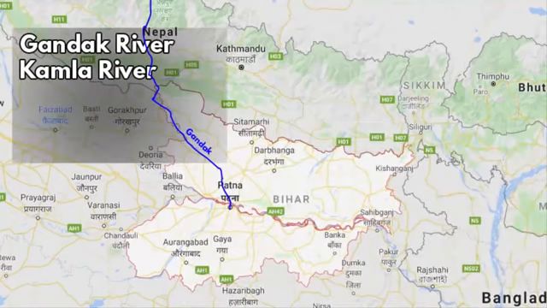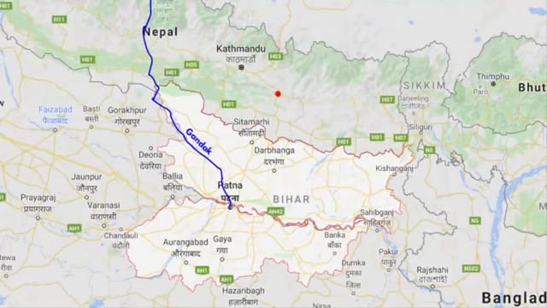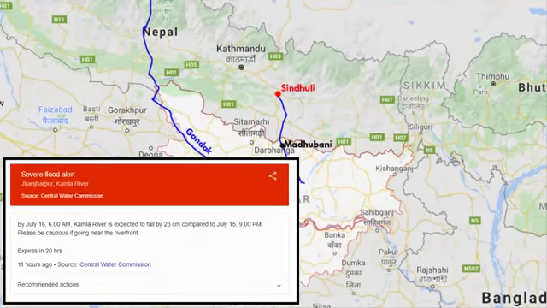The second river is Kamla River. The Kamla River originates from the Churia range near Sindhuli district of Nepal and flows through the Indian state of Bihar. It enters Indian territory in Madhubani district in Bihar. The river continues to flow south and finally joins river Kosi. Even this river is capable of flooding, and an alert has been issued by the meteorological department.